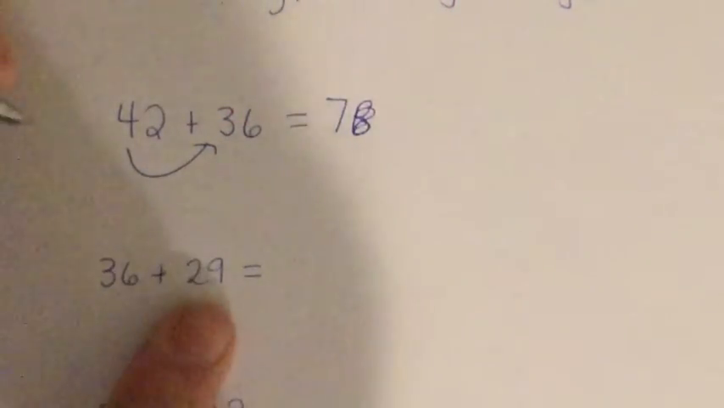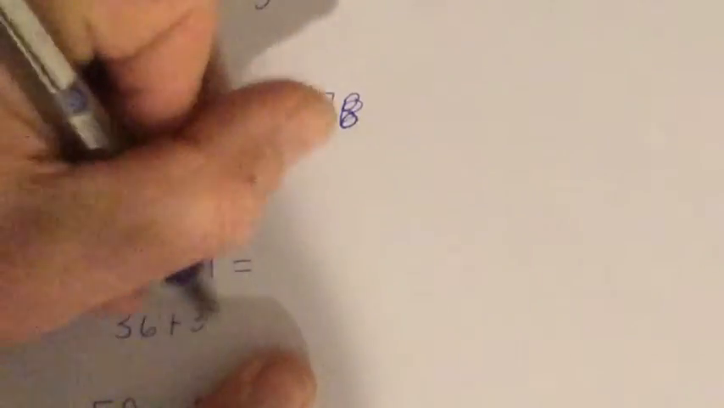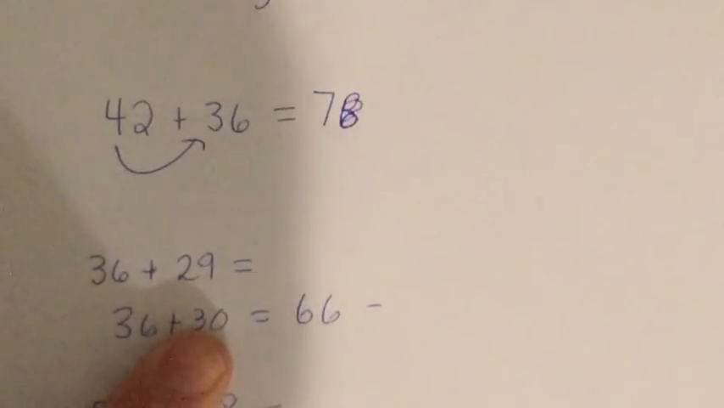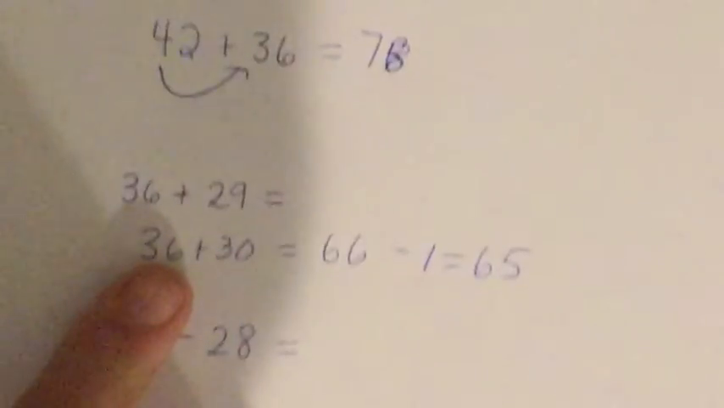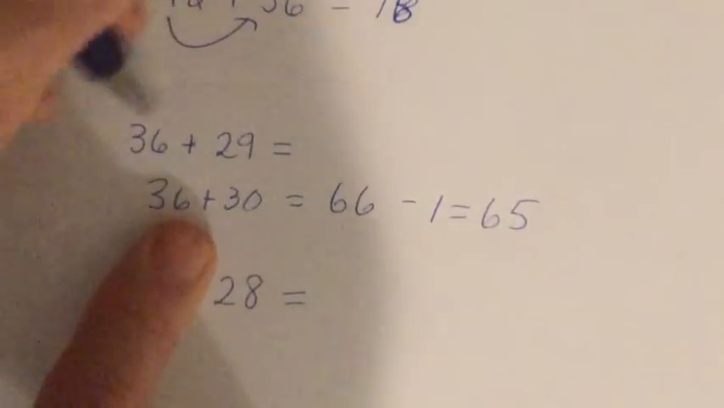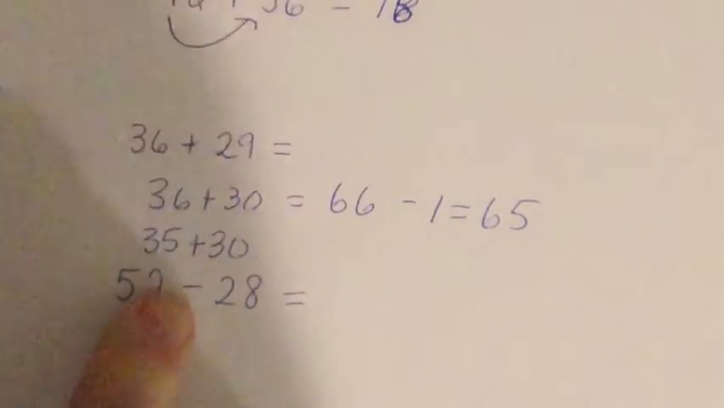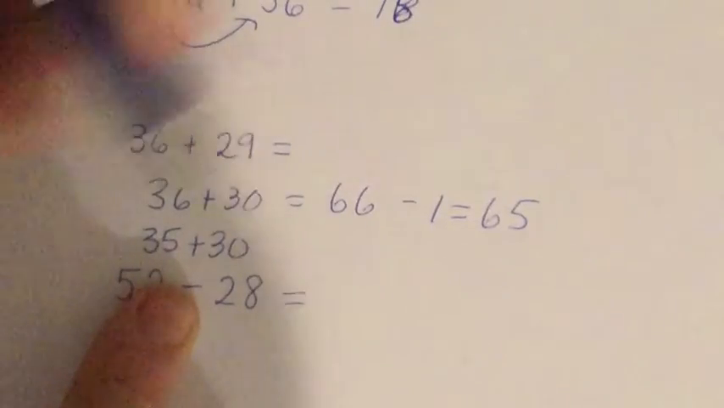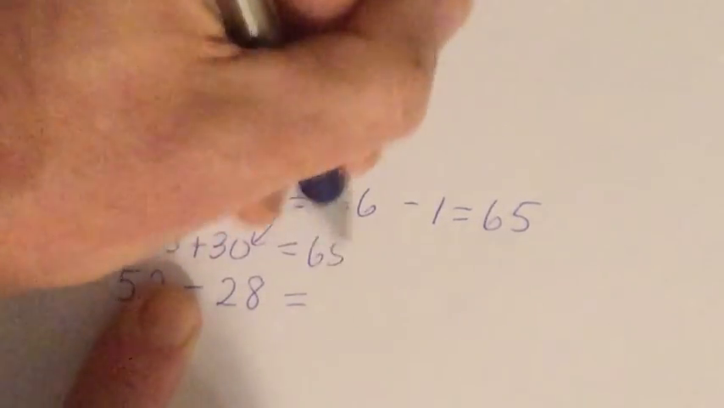For something like this, I can see that 29 is almost 30, so I can do in my head 36 plus 30 equals 66, and then I got to take 1 away because I added 1 too many. So 66 minus 1 is 65. Or if you could really quick, you could do that all in one step and say 36 plus 29 is the same as 35 plus 30. Take 1 away from this side, add 1 to that side. Becomes pretty easy.